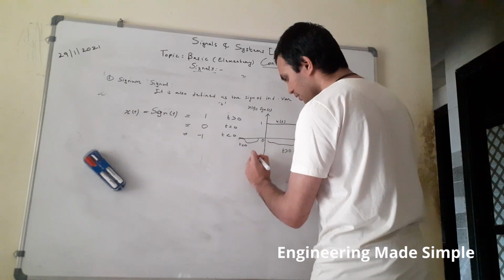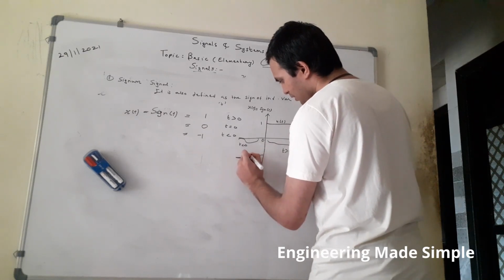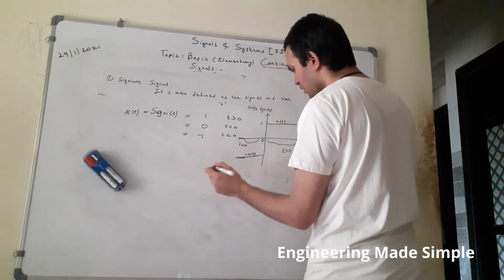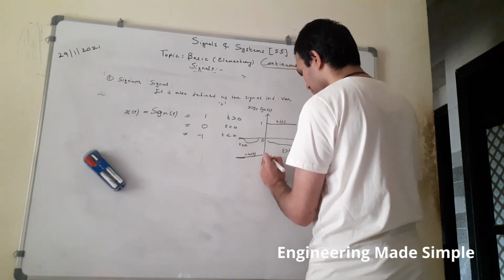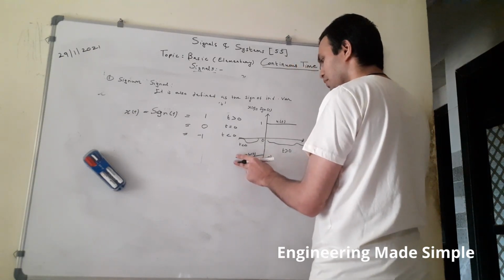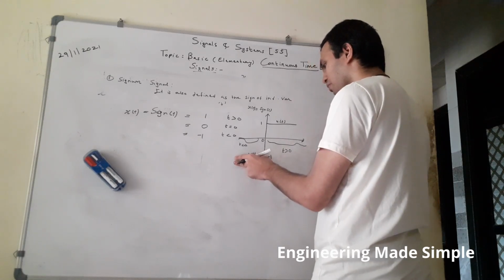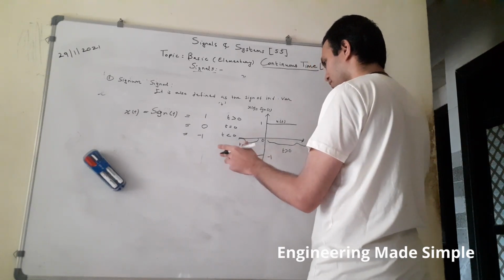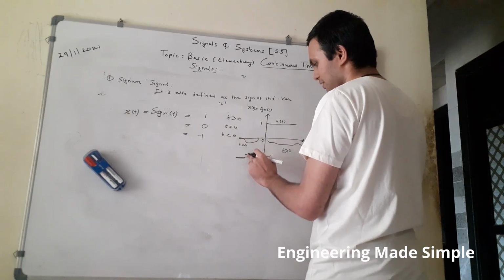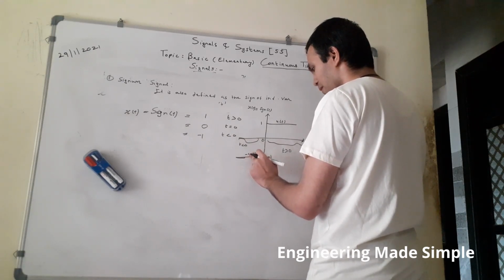So here its value will be minus 1. So this will be minus 1. This is similar to the negative version of your unit step function. That's the reason I have written minus u of t.